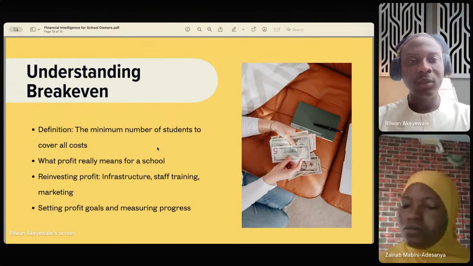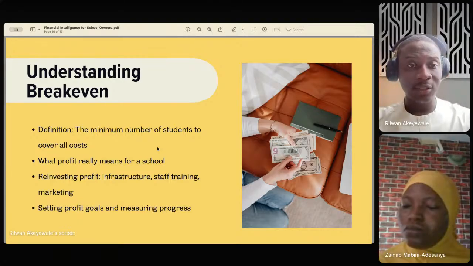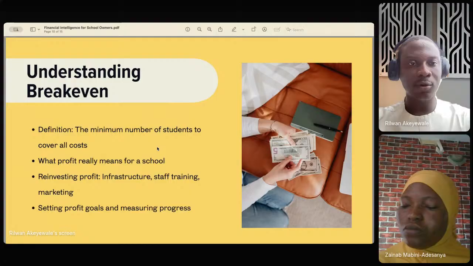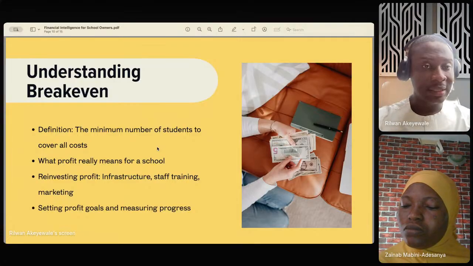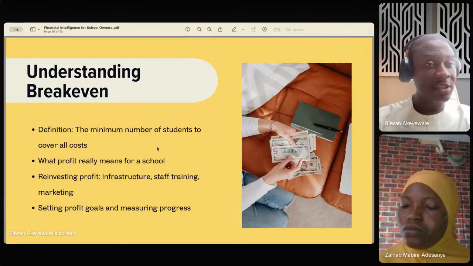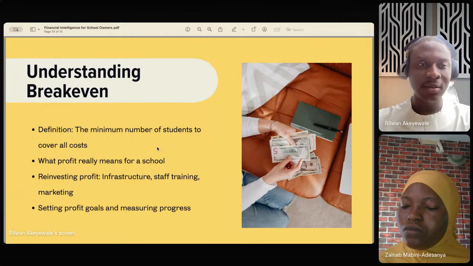So what is break even? Break even in any business and also in school business is the minimum number of sales you need to make for you to cover your costs. That is what break even means in simple layman's terms. So in the case of a school, you're looking at how many students do we need to pay us their full tuition for this term so that it will cover all our expenses for this term.